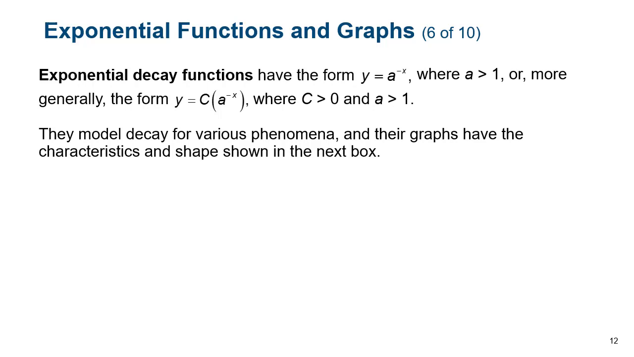Now, exponential decay functions have the exact same form, only your x is negative, right? Your a is greater than 1, or more generally, we can put the c in front of there as well. Make a be greater than 1, c is greater than 0, and now as long as x is negative, we get an exponential decay function, because remember, a negative exponent just means 1 over a to the x. So we get the whole thing kind of flip-flopped.